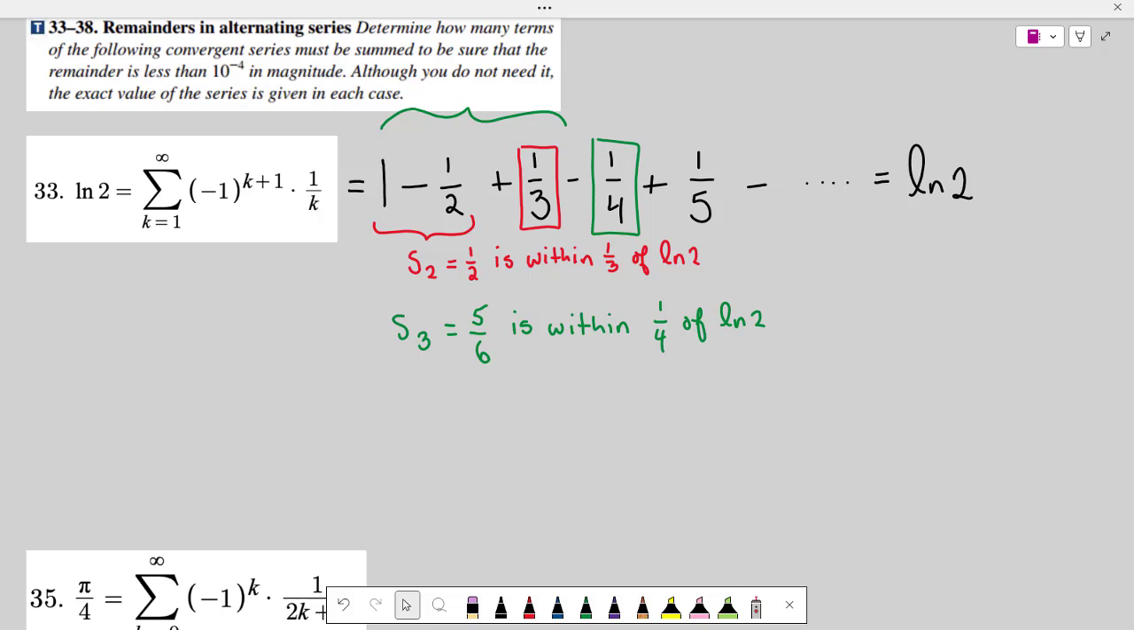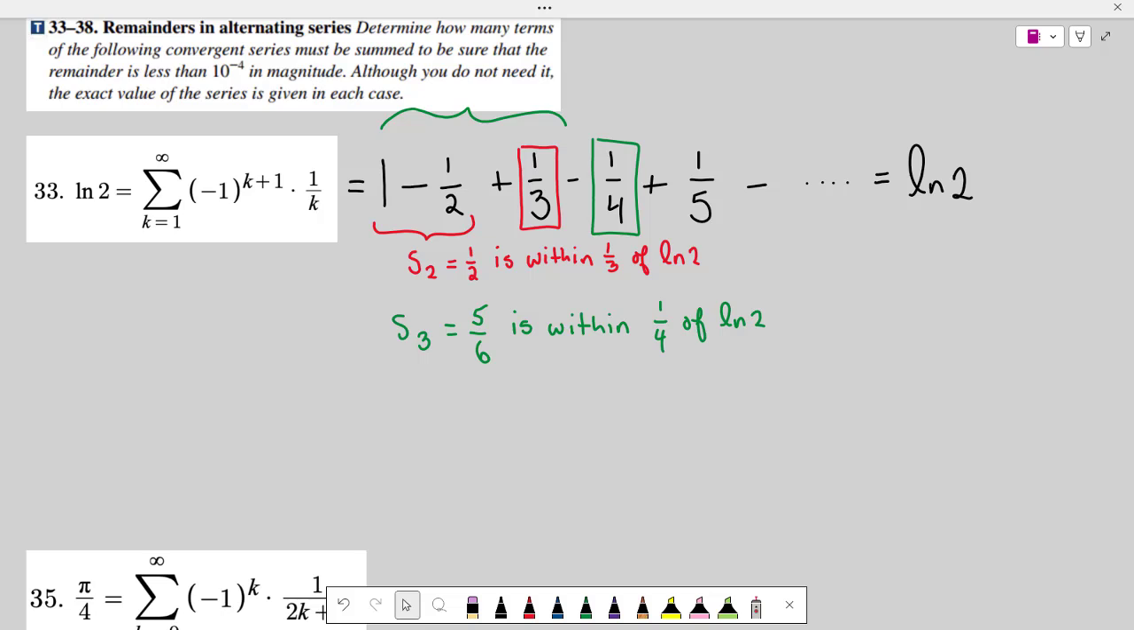Right? So if we want the remainder to be less than 1/5, we're going to want to find the first term that has a magnitude less than 1/5, which would be 1/6. That would be the first one strictly less than, not less than or equal to. But if we said we want to add up a finite number of terms so that the partial sum is within 1/5 of the error, then we're going to find the first term that's less than 1/5, which would be 1/6, add up everything in front of it, and then we would have a partial sum that is within 1/6 of natural log of 2.